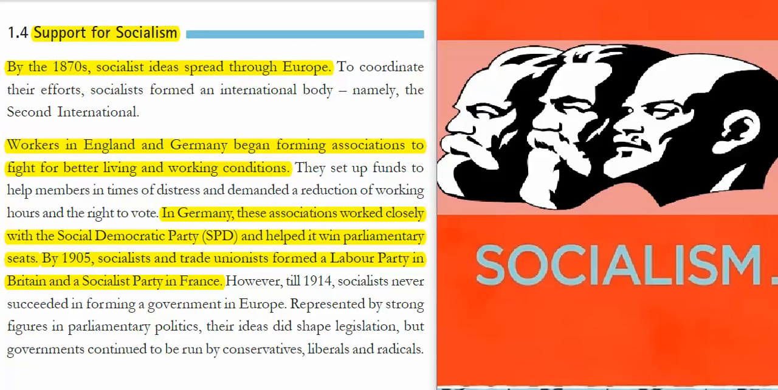By 1905, socialists and trade unionists formed a Labour Party in Britain and a Socialist Party in France. But till 1914, they never succeeded in forming a government in Europe. The real power came in their hands with the world-changing event of the Russian Revolution of 1917.